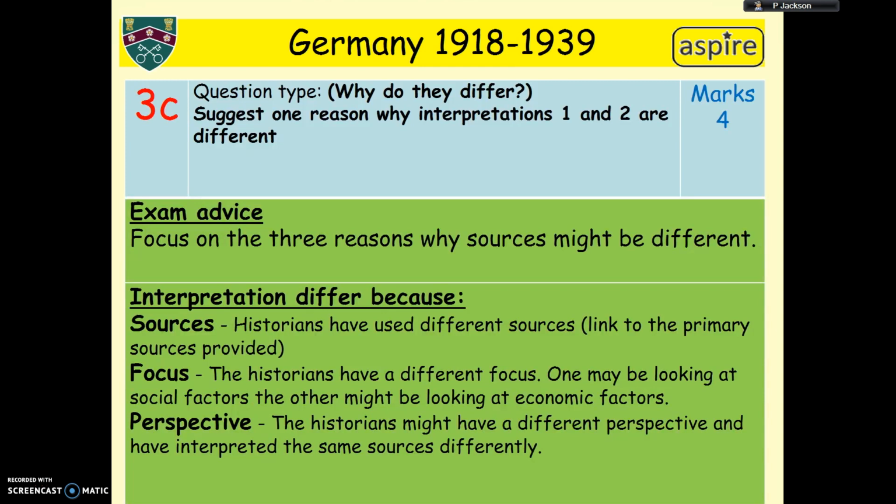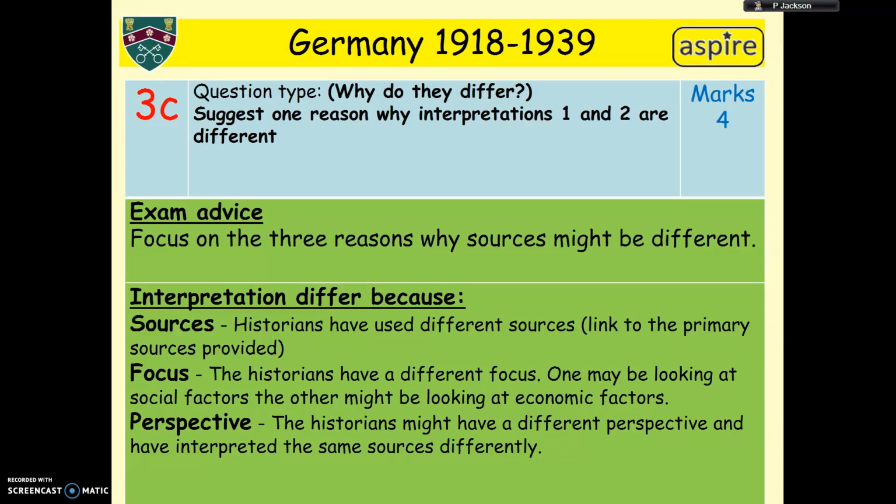Question 3b is about why the interpretations are different. And you need to think about some of the different reasons why the sources might be different. Now, usually there are roughly 3 different reasons why sources might be different, but you only need to talk about one of them in your answer. It's worth 4 marks, so you'd spend 6 minutes.